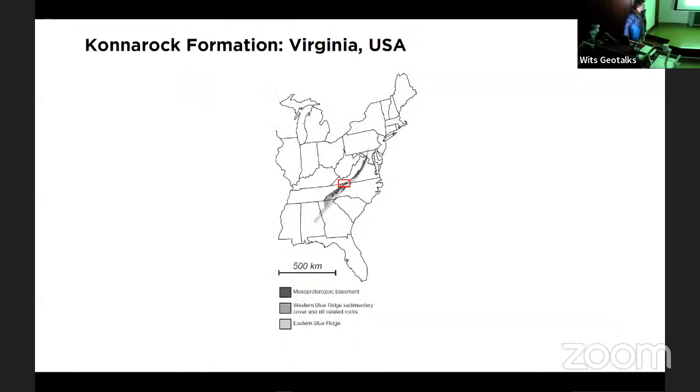It just so happens that in Virginia, there is a failed rift that's preserved, right? So it's a rift that was active about 750 million years ago, something similar to the East African rift, but it never actually fully resulted in the opening of a new ocean basin, right? It started rifting and then it kind of failed. And that's still preserved in the US today. And there are some glacial sedimentary rocks that are preserved within this rift succession.